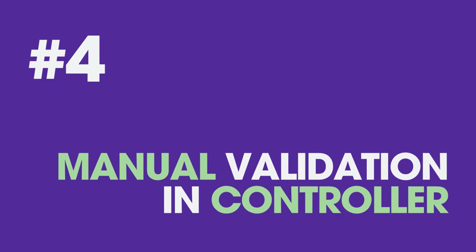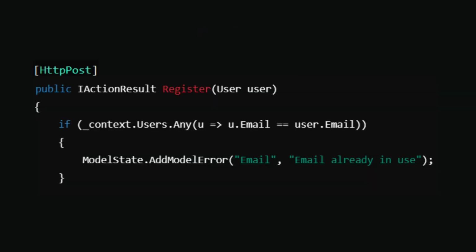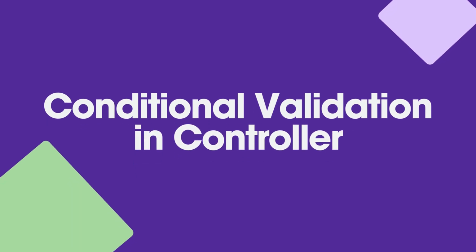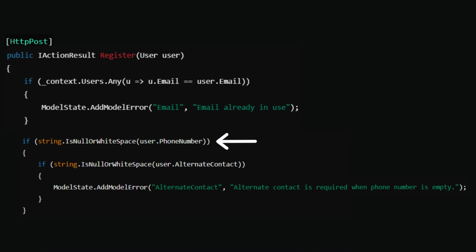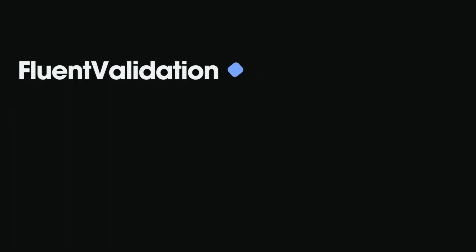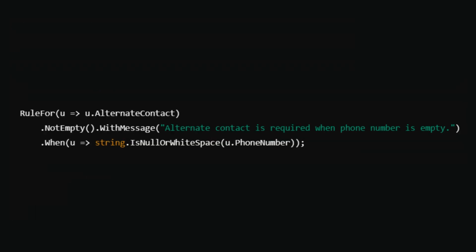Validation method number 4, manual validation in controller. Besides the methods mentioned previously, we can also validate the data manually in the HttpPost method in the controller. Here is the code example. Here, we can add any custom validations like this. Besides, we can also apply validation conditionally. For example, validate alternate contact only if the phone number is null or white space. By the way, this kind of conditional validation can be achieved using Fluent validation too. This is the Fluent validation example of conditional validation.